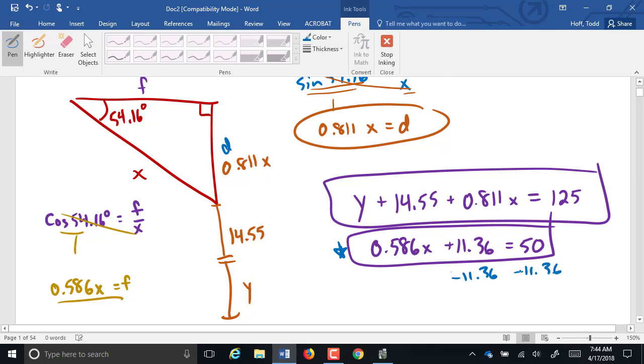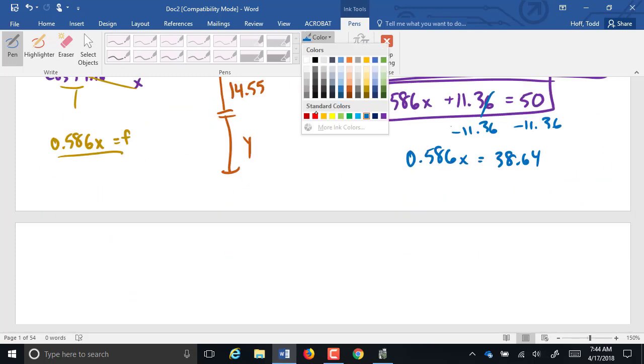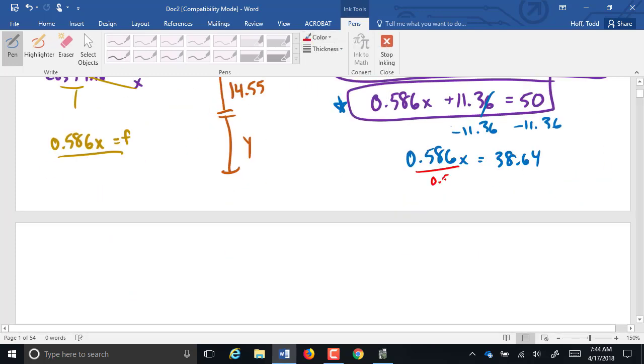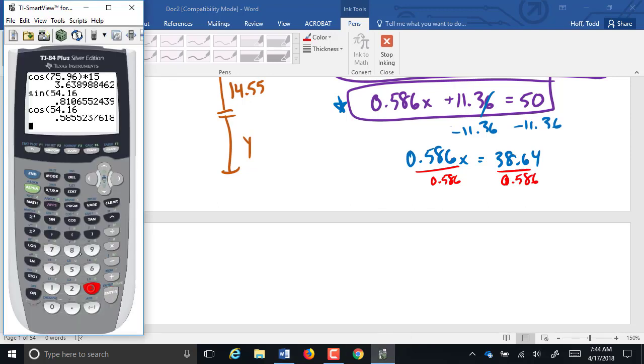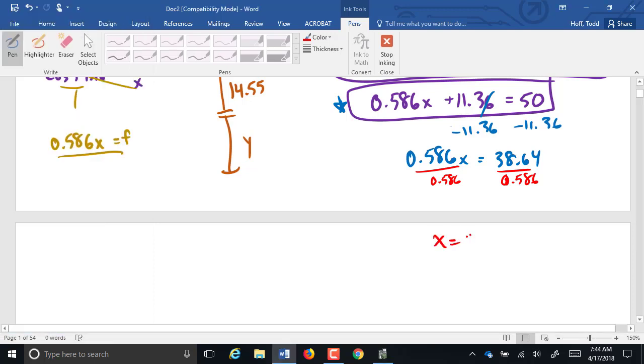Subtract 11.36. 0.586x equals 38.64, and then divide by 0.586. 65.94, yeah. Millimeters is x.